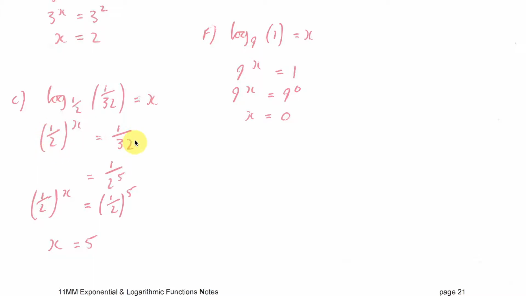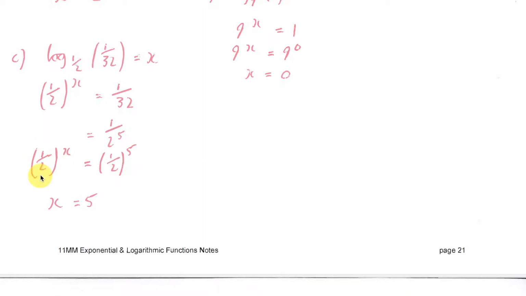I can rewrite this 1 on 32 so it's 1 on 2 to the power of 5. The trick for that is 32 is the same thing as 2 to the power of 5. So now I have a half to the power of x equals a half to the power of 5. And because of course 1, if I raise that to the power of 5, it's still just 1. And so because the bases are the same, I can equate the powers, and so x is equal to 5.